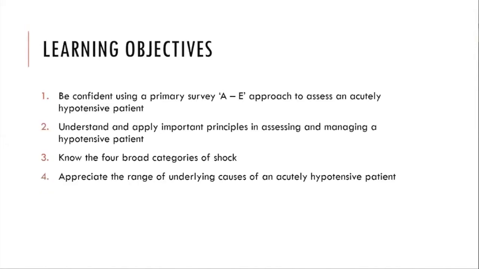Learning objectives: be confident using a primary survey, airways, breathing, circulation, disability, and everything else approach to assess acutely unwell patients, acutely hypotensive patients. Understand and apply important principles in assessing and managing shocked or hypotensive patients. Appreciate the 4 broad categories of shock.